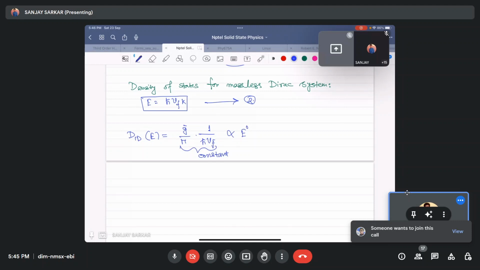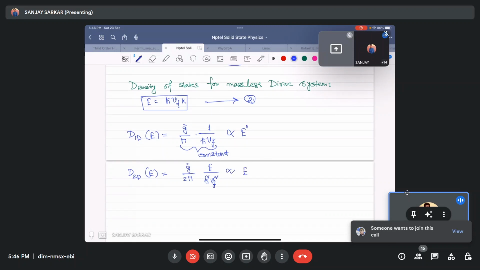Hello, sir. Have you calculated for 2D? Yes, sir. Density of states is directly proportional to the energy. Correct. Density of states in 2D is proportional to the energy. So in 2D it is g bar by 2 pi into E by h bar square vf square. So you can see that it is proportional to the energy. So you can definitely also calculate for 3D.